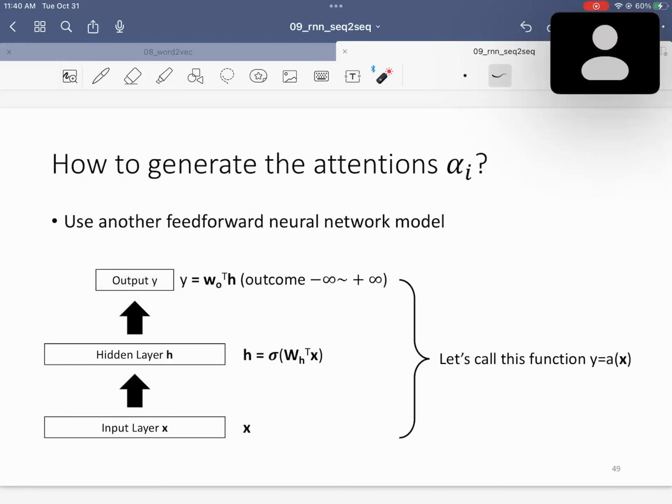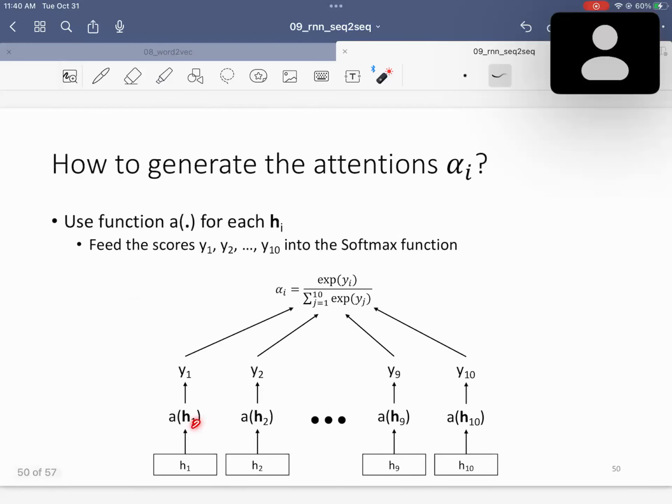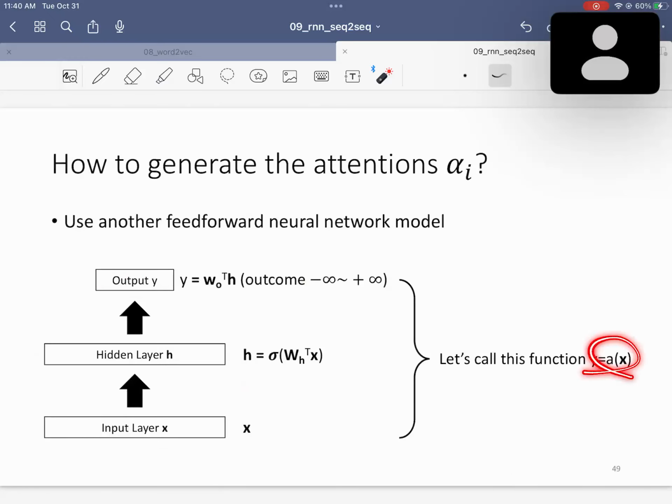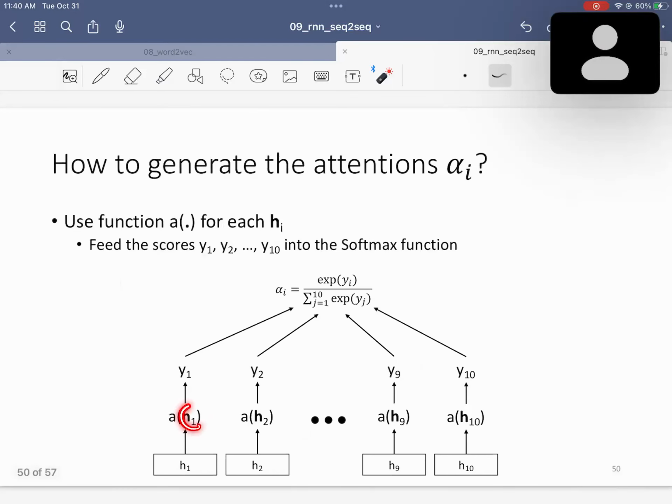So let's assume that we have an MLP function like this. Then we apply the MLP function each time to H1, H2, H9, H10, right? The input to this A function is now the hidden vector of the RNN. There should be 10 hidden vectors, so 10 inputs. So you have A(H1), A(H2), A(H9), A(H10), each generating Y1, Y2, Y9, Y10. And each of Y1, Y2 will have a value between negative infinity and positive infinity.